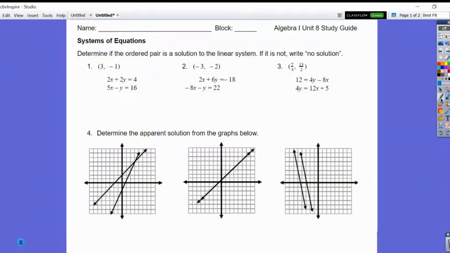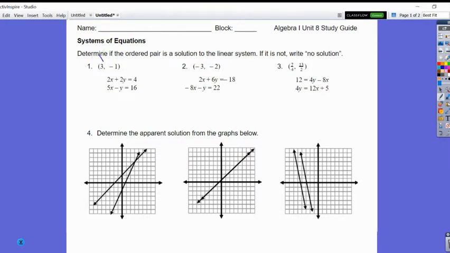Welcome! Today we're going to be reviewing systems of equations on our Unit 8 study guide in preparation for the summative. The first section on this wants us to determine if the ordered pair that is provided is a solution to the system. So please remember that in order to be a solution, we have to be able to take the ordered pair and plug it into both of the equations to come out with a true response.